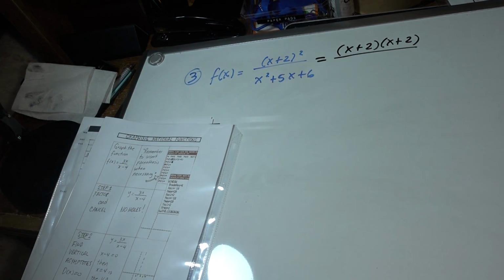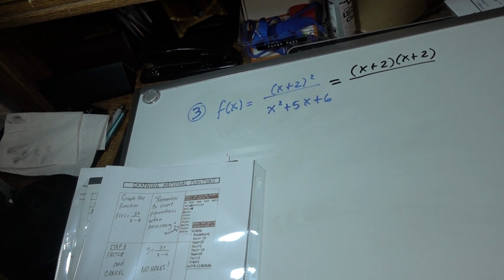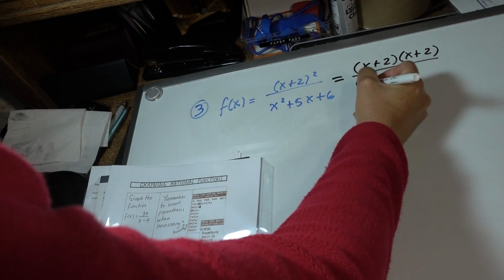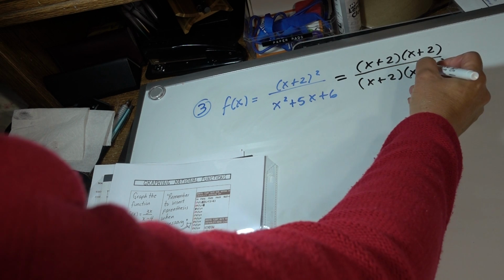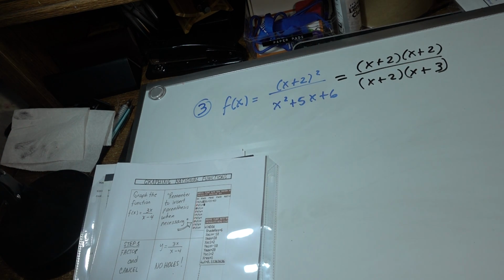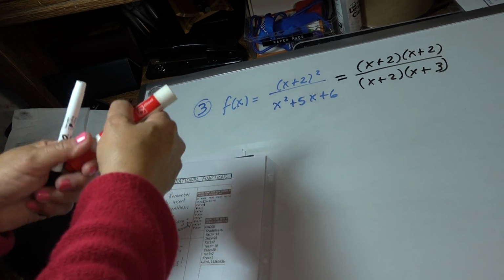In the denominator, we're looking for 2 factors of 6 that add to 5. So those factors are going to be in this form: x plus 2 times x plus 3. Now look for common factors. We can see very clearly that x plus 2 is on top and the bottom. So we're going to get rid of those 2 common factors.